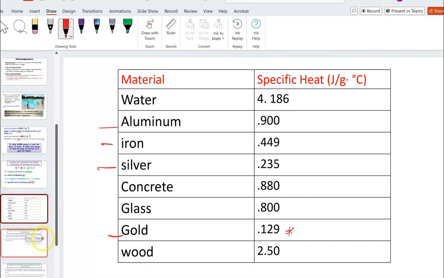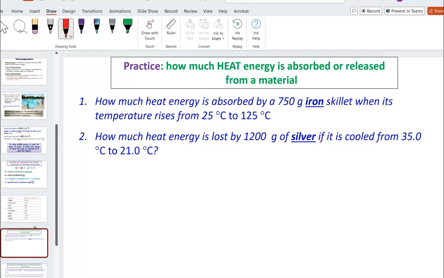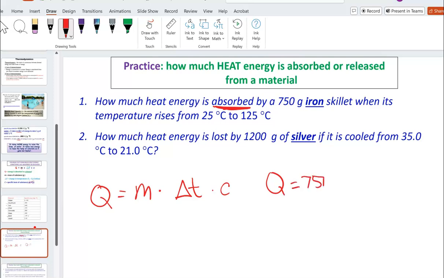Okay, so let's do a few practice problems. Let's see how this works. Number one, it says how much heat energy is absorbed. So we're looking at absorbing heat energy, so we are solving for Q. How much heat energy is absorbed by a 750 gram iron skillet when its temperature rises from 25 degrees Celsius to 125 degrees Celsius? So we're solving for Q, mass times delta T times specific heat. The mass of my substance is 750 grams.